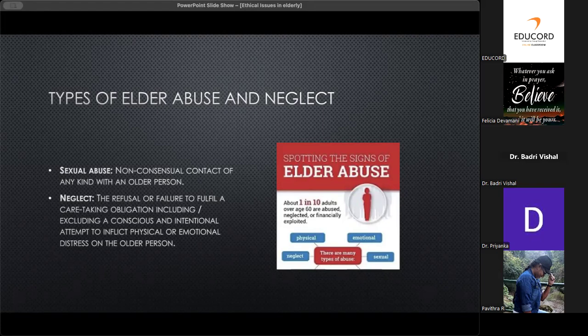Now, the government of India has also stated that if the children are not taking care of their parents, the older adults who are dependent on them, they are committing a crime. When this is intentional, it is a graver problem as compared to when it is unintentional. Unintentional neglect can happen one time or twice, but if it is happening repeatedly, that means that person is doing it intentionally.